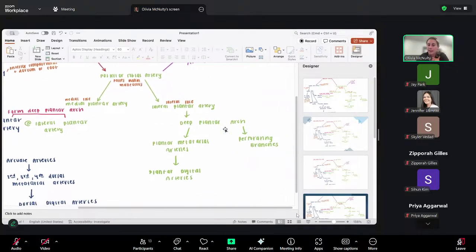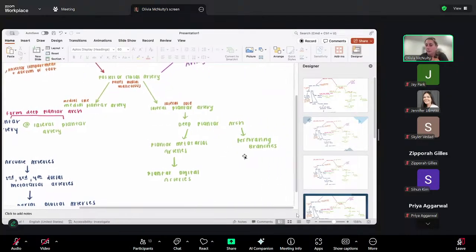And then that lateral plantar artery is going to be kind of funky because it's going to form the deep plantar arch, which will give off perforating branches. So think of it as supplemental branches. And then it's going to give off plantar metatarsal arteries, which turn into the digital arteries. So think more digits, as in here. So digits, like metatarsals to digits.